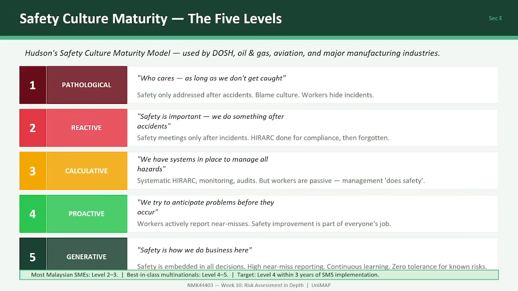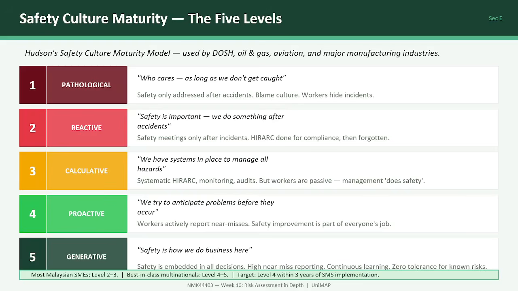Level 4, proactive. The belief is we try to anticipate problems before they occur. Workers actively report near misses without prompting. Safety improvement is genuinely part of everyone's job, not just the safety officers. Management and workers collaborate on identifying hazards and improving controls. Near-miss reporting rates are high and rising. The focus has shifted from compliance to prevention.